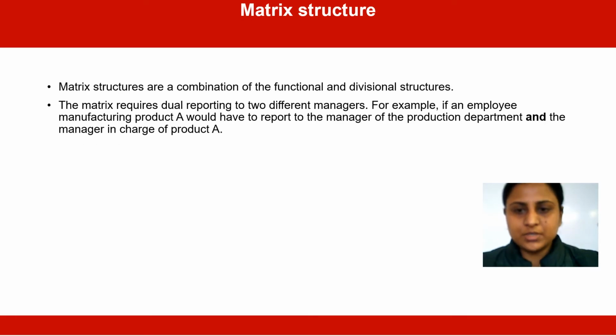Next is the matrix structure. Now the matrix structure is a combination of functional and divisional structure. So in a matrix structure, there is dual reporting under two different managers. Suppose, for example, there is an employee who is manufacturing product A. So he will have to report to the manager of the production department as well as to the manager in charge of product A.